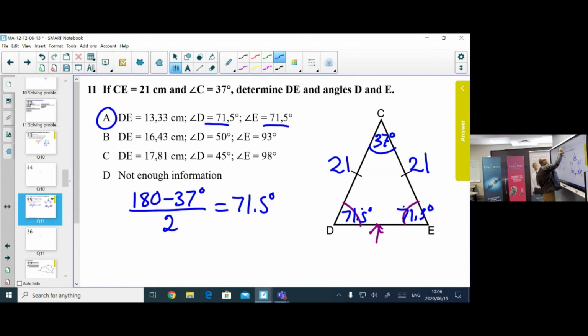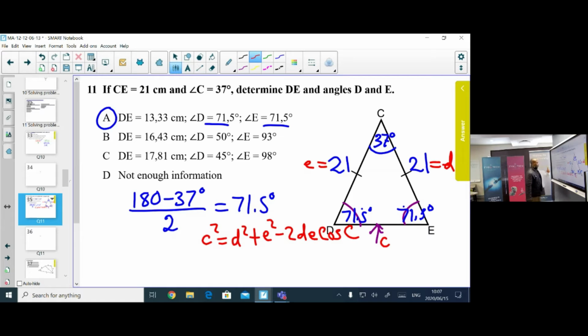To find DE, we could give it the name small c because it's opposite to C. If you notice, we have quite some information on this triangle, and we could use the cosine rule, which would be that c squared equals d squared plus e squared minus 2 d e cos C. So this is E, this is D. We talked about this formula last time, and it's a matter of substitution here, where we have 21 squared plus 21 squared minus 2 times 21 times 21 times cos 37.